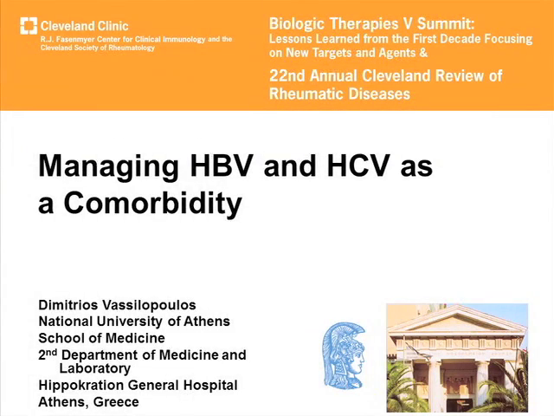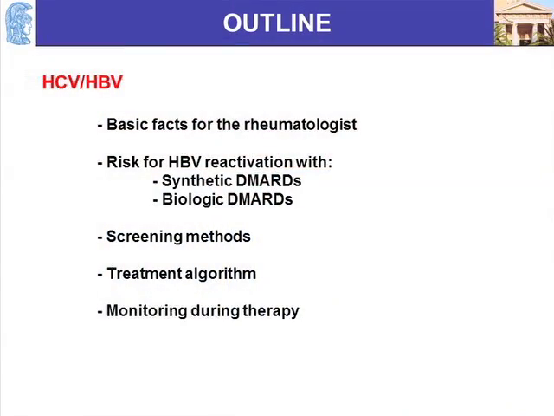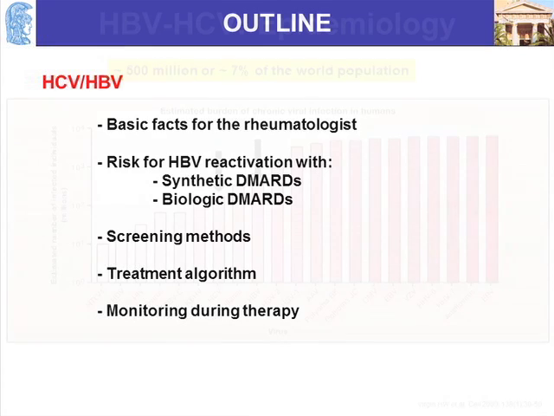What I'm going to do today, I'm going to talk about hepatitis B and C in our rheumatic population. I'm going to give you some basic facts about these two viruses. And I'm going to mention what is really the risk for reactivation, mainly with hepatitis B virus using our medications, how to screen and how to treat these patients, and how to monitor these patients during therapy.